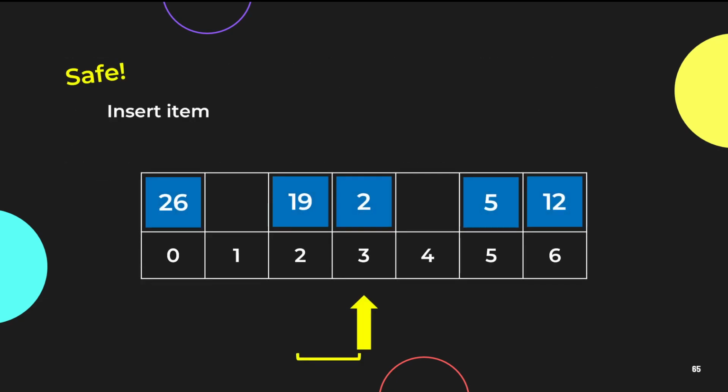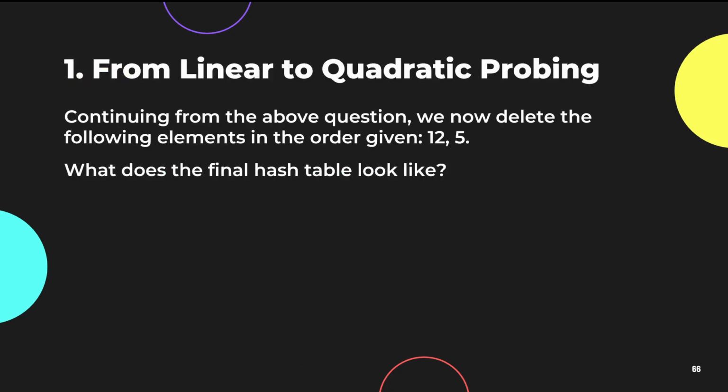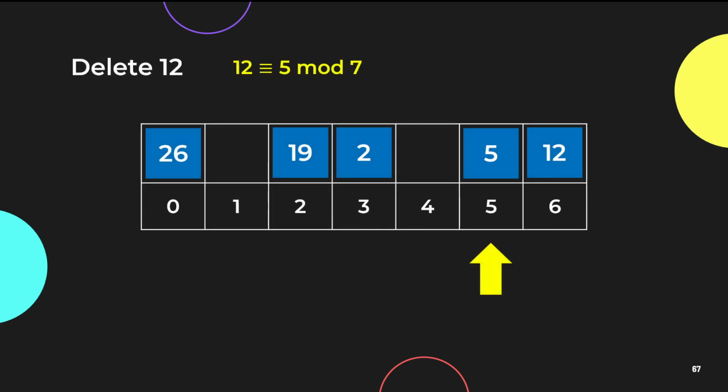Now given the previous hash table, we want to delete 2 elements. The elements that we are going to delete are 12 and 5, where we are going to delete 12 first before deleting 5. What does the final hash table look like? Maybe you can say what happens if we delete 12. You're supposed to put deleted, right? Yes, so in this case, we see that 12 is equal to 5 modulo 7. But 5 here is not 12, so what do we do?